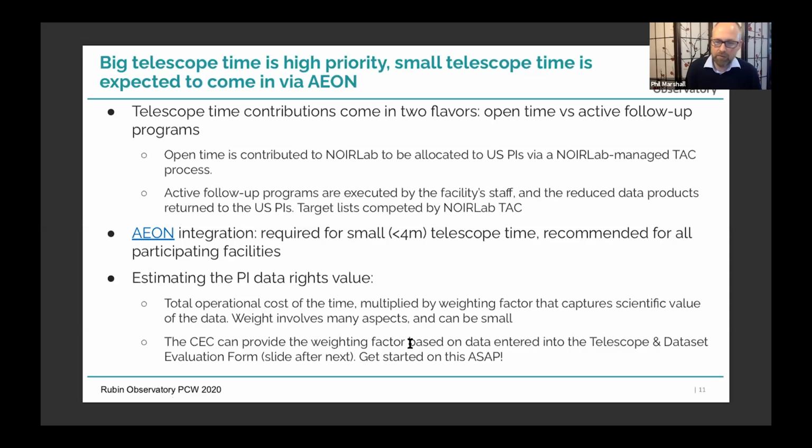And that weight will involve many different aspects, including which hemisphere it's in, what instrumentation is available. There's a number of different things that the handbook goes into. You ought to be able to make a very rough estimate of the weighting factor yourselves. But this is something that the CEC will calculate and can even give you feedback on around September, I think. They'll be able to make that estimate of the weighting factor using data that you provide.